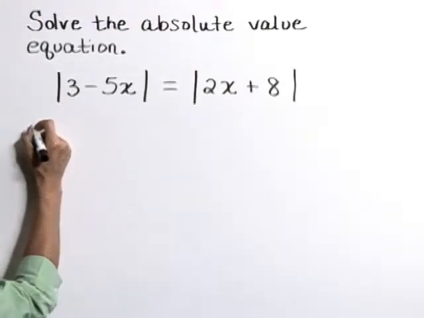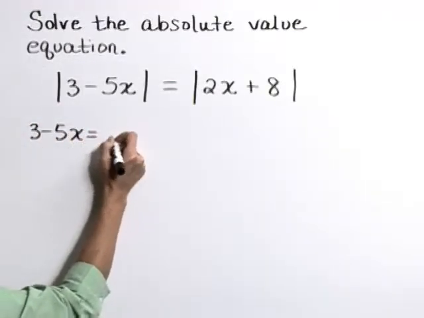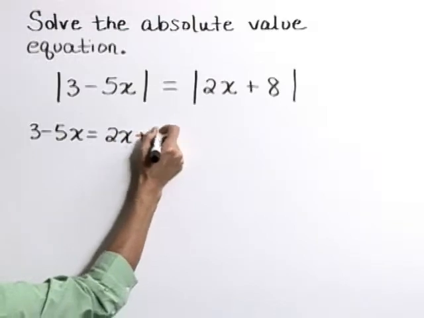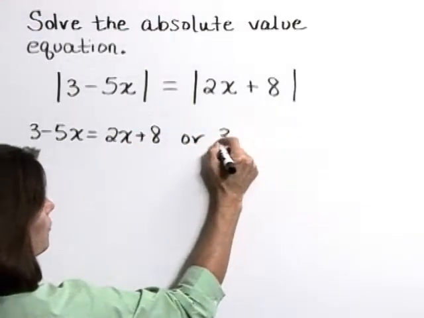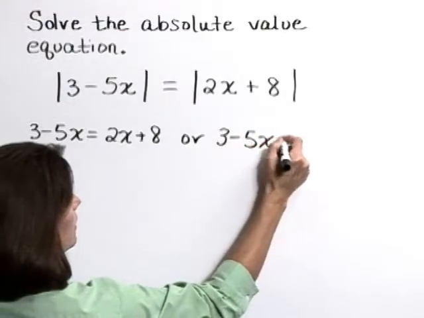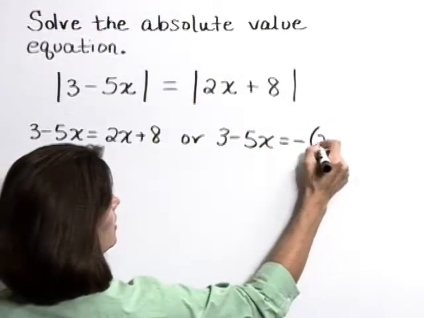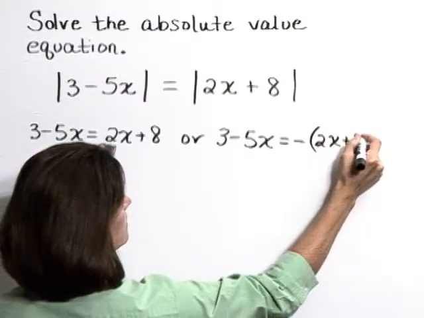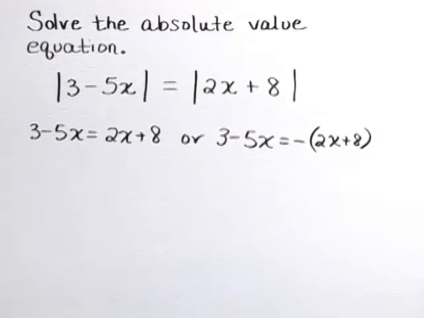So either 3 minus 5x is equal to 2x plus 8, or 3 minus 5x is equal to the opposite or the negative of 2x plus 8. Let's solve each of these equations now for x.